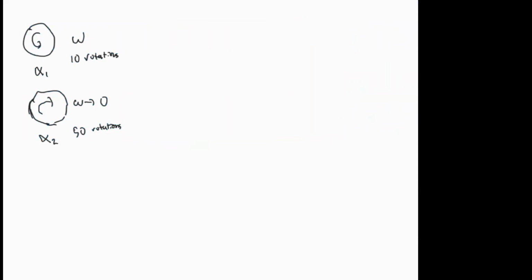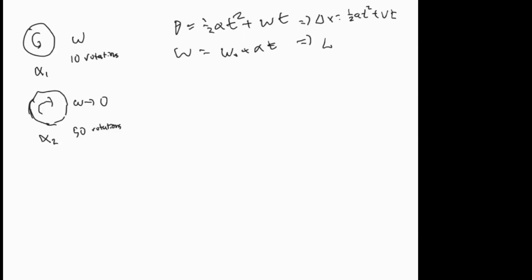Before, I mentioned that we can use the same equations: theta equals 1/2 alpha t squared plus omega t, and omega equals omega 0 plus alpha t. We have the same equations as in the translational case. This one corresponds to delta x equals half a t squared plus vt, and this one corresponds to delta v equals at.